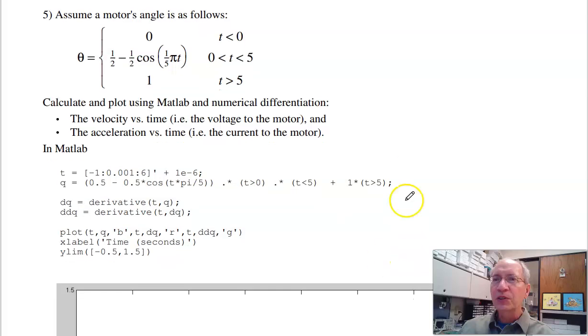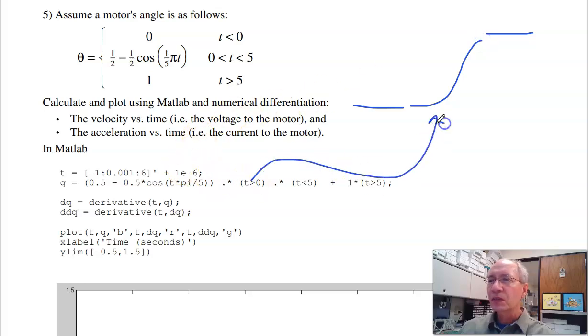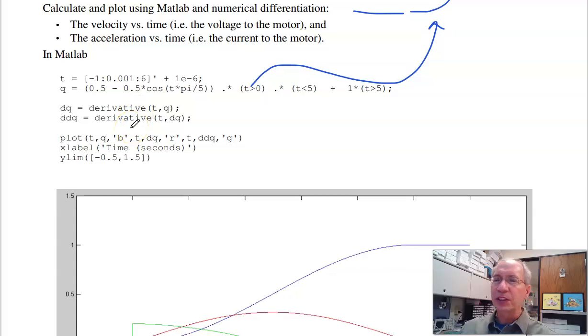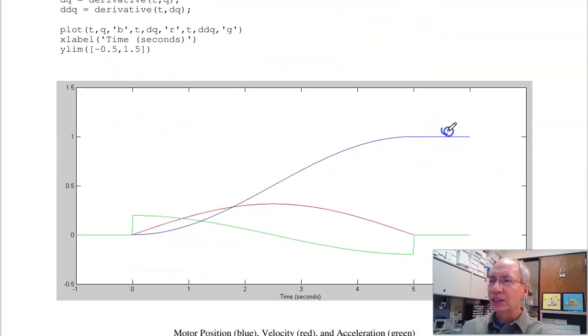So another way to do it. Again, I want to go from 0 to 1 in 5 seconds. One way is to have a cosine function right here. So here's the cosine function. Winds up at 1. If I do that path, what is the voltage? What's the current? Well, to do that, I find the first derivative, find the second derivative. Again, nothing changes. Keep using the derivative function. So here is position, velocity, acceleration.